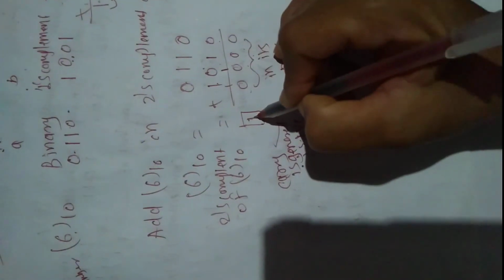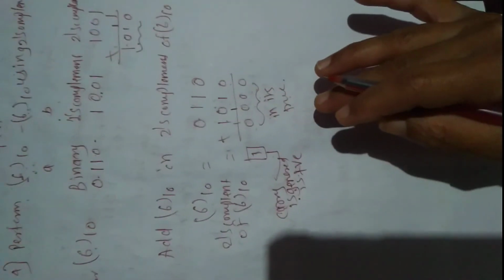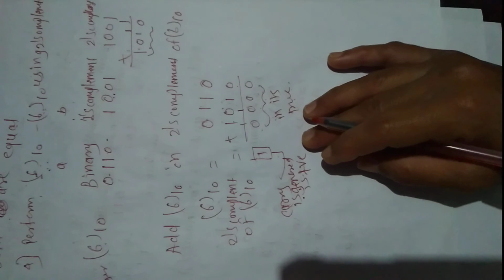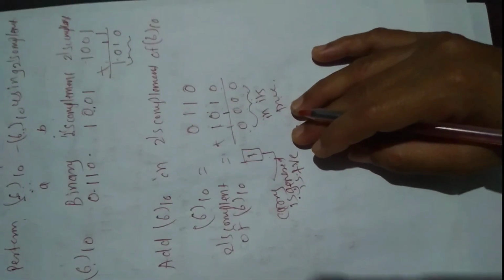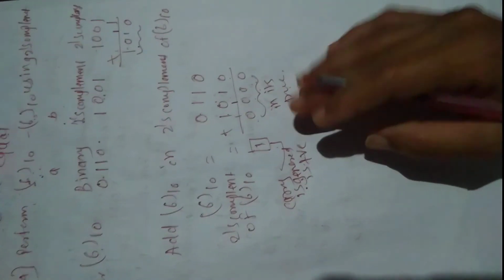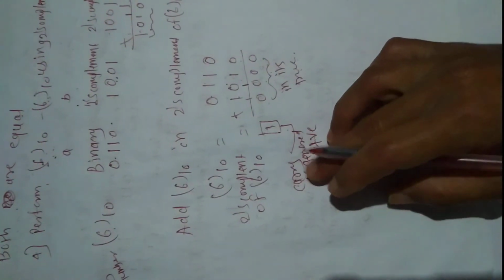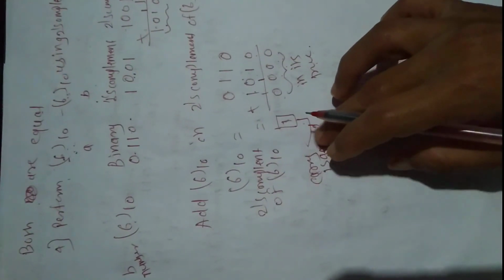If carry is 0 and the answer is not in its true form, then take the 2's complement of that answer again. But here the answer is in its true form, carry is 1, so the answer is positive. So we stop here. This is binary subtraction using the 2's complement method. In the next lecture, we study binary subtraction using the 1's complement method. In last lectures we studied what a 1's complement and 2's complement is, and binary subtraction using the 2's complement method, with 4 types of problems.